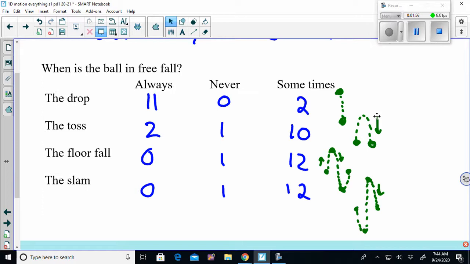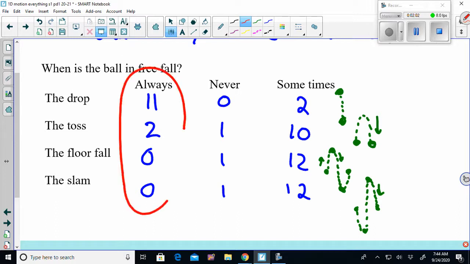So the correct answer is always for all of them. There's one little minor exception where sometimes would have worked for the floor toss and the slam, and that's that brief moment when it's in contact with the floor, then the floor is putting a force on it. Other than that, now we are going to assume, because I think it was James said, what about air resistance?